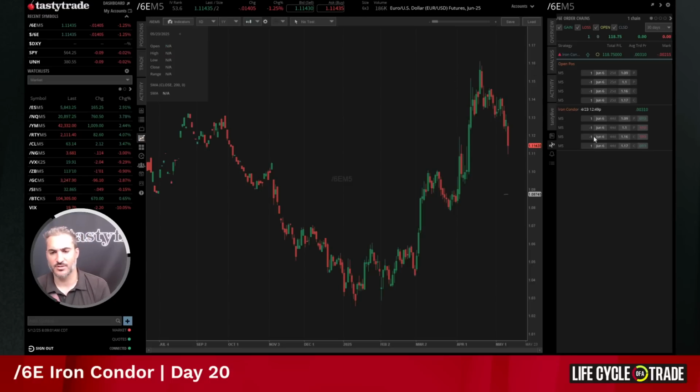With our iron condor, we played for a slightly short skewed directional lean in the euro here. But with 19 days of time decay and a little bit of a vol contraction, those have both helped us here. So we're going to go ahead and close out our position.